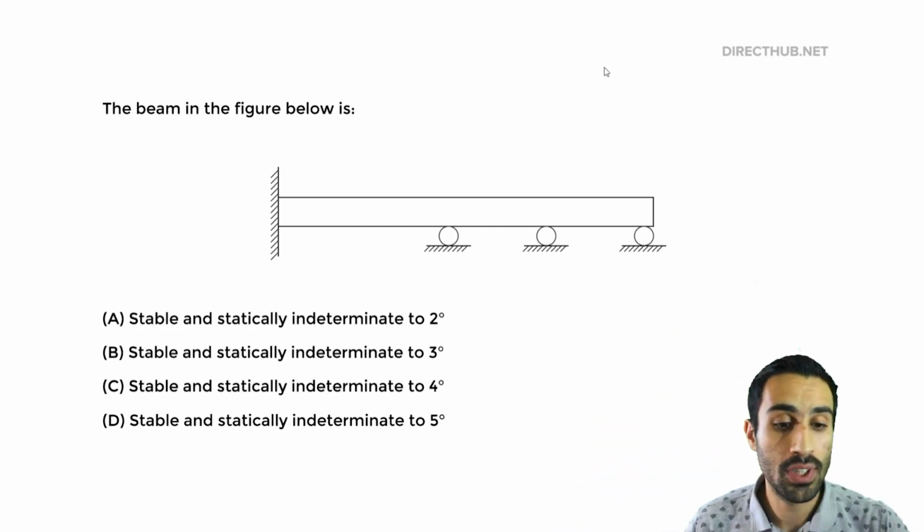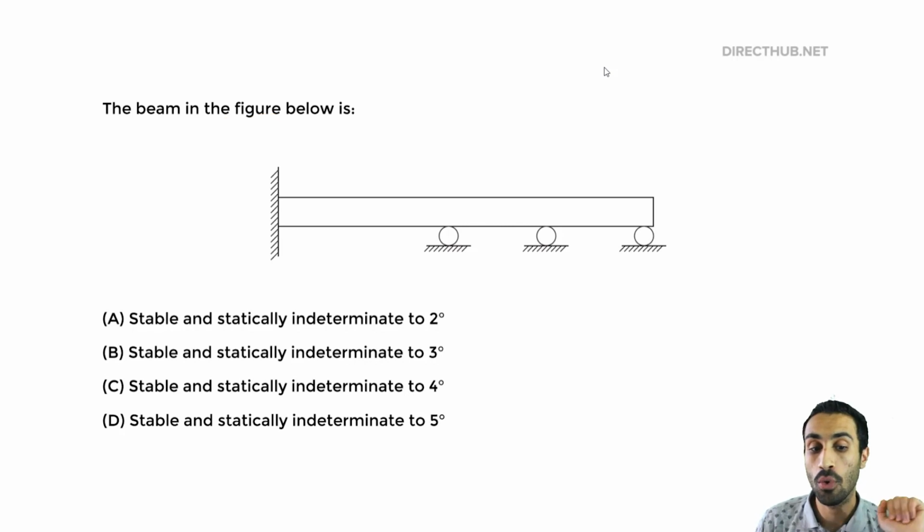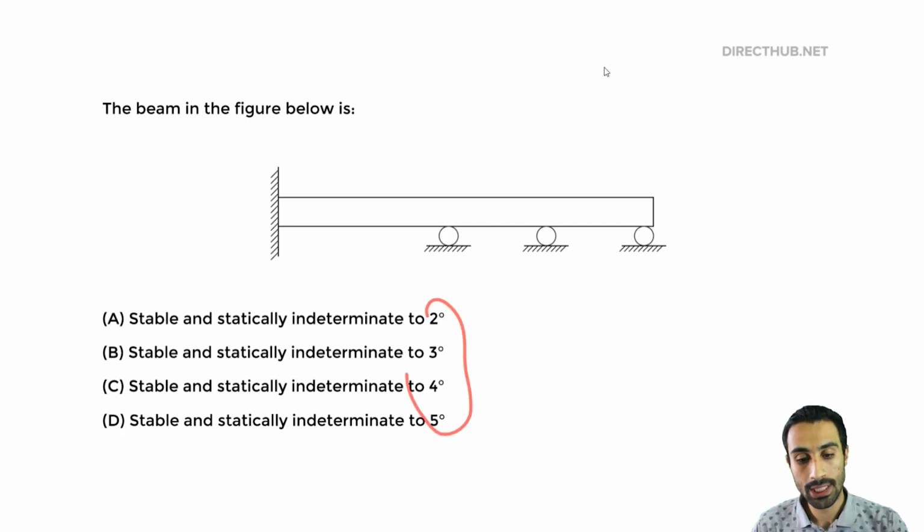Okay, let's start with this first one. We're told the beam in the figure below is what? So is it A, stable and statically indeterminate to 2 degrees? B is going to be 3 degrees, C is 4 degrees, or D, 5 degrees. Which one is it? So in this case, all of them are indeterminate. So we know that's going to be absolutely true. But now the number of degrees is the one we want to find. This is what they're asking.